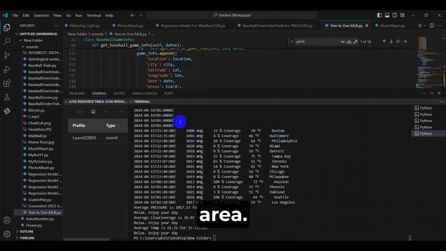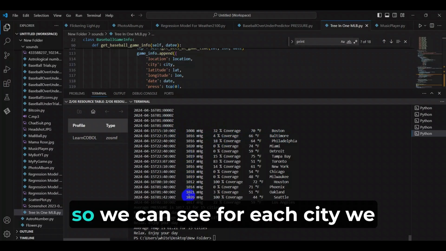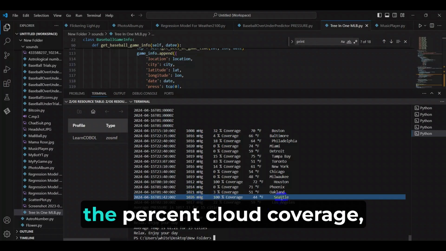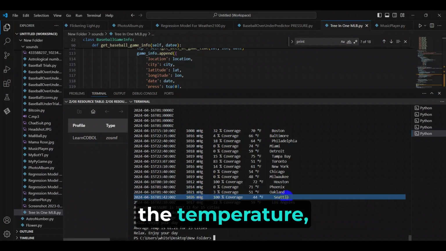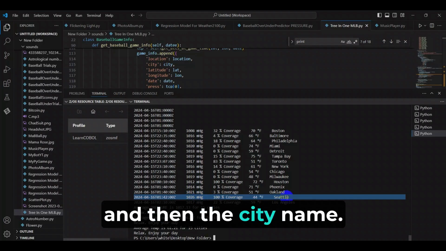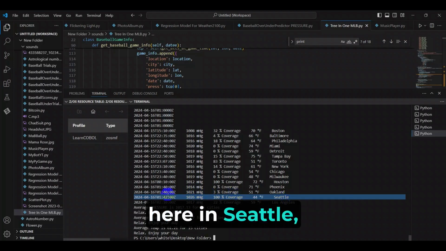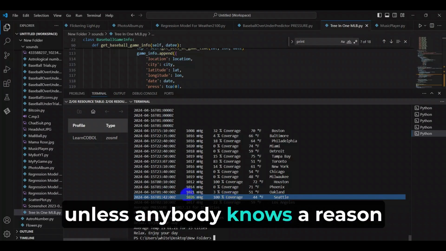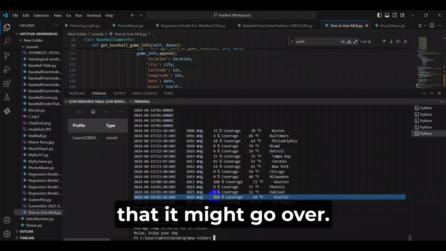So we can see for each city we have the time, the pressure, the percent cloud coverage, the temperature, and then the city name. Let's check right here in Seattle, because that's looking like a banger of an under, unless anybody knows a reason that it might go over.